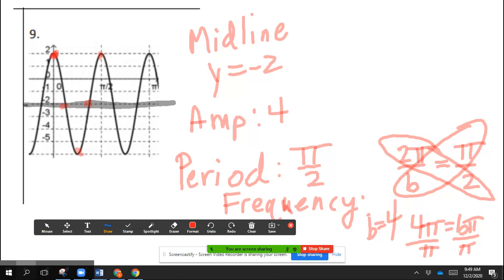Okay, so now the setup of our function, y equals, our amplitude is 4. We've established that it's a cosine function. We know our b value is 4x, and then the midline is at -2.